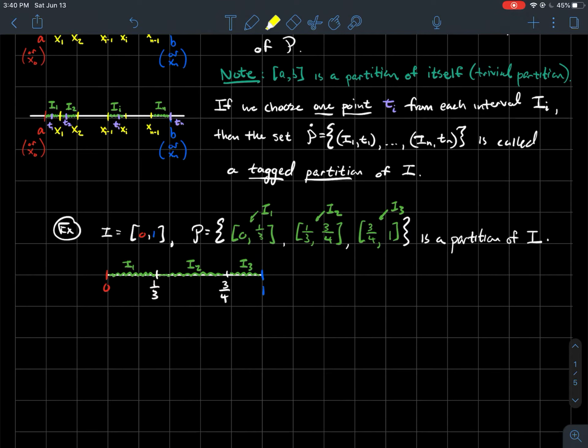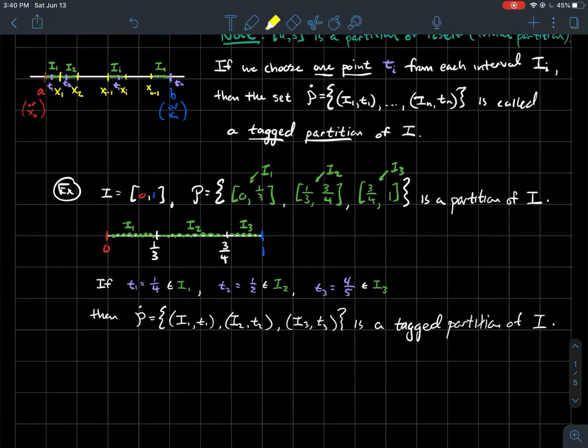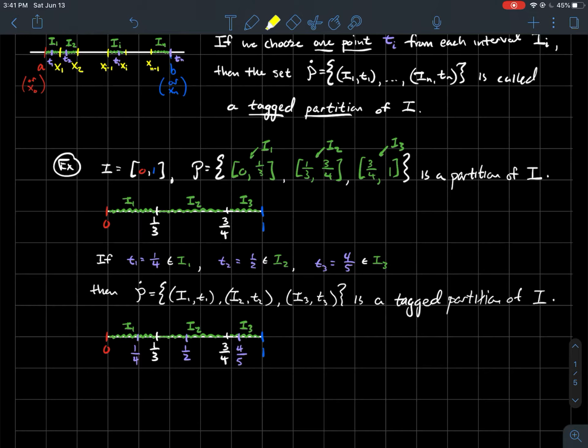So what's the next thing I could do? What if I decided to go in each green subinterval and just pick a point? Let's say the first point that I pick is 1/4. The point I pick in I2 is 1/2, and the point I pick in I3 is 4/5. Then I'll call those tags, and now I've got a tagged partition of the interval from 0 to 1. If I do that extra step and pick those points that are in purple, then I've just got what's called a tagged partition. That's the only difference, partition to tagged partition.